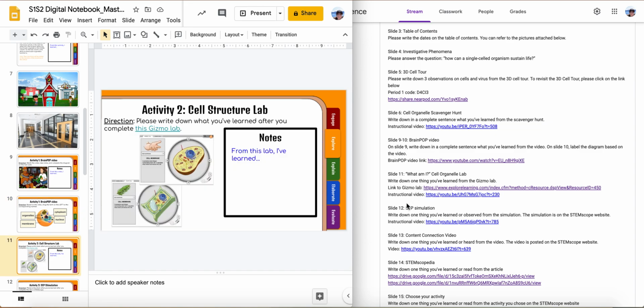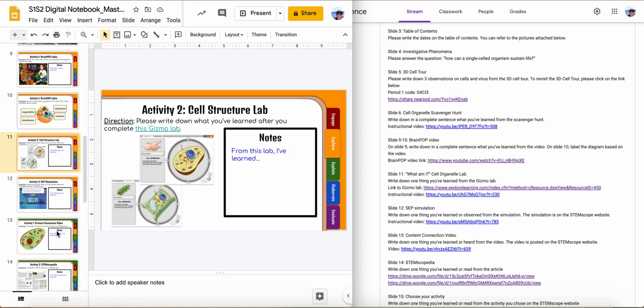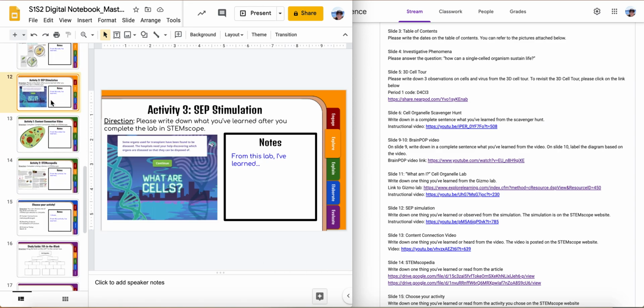Slide 11, again, write down one thing you have learned from the Gizmo lab. You can also revisit the Gizmo lab right here. There is also the instructional video right here on how to complete the Gizmo lab. Slide 12, SCP simulation. That's the one where we look at healthy and unhealthy heart, kidney, and liver. The simulation is on the STEMscope website. You can click right here if you want to take a look at the video again. Make sure to write down one sentence on what you have learned or observed when you performed the simulation.